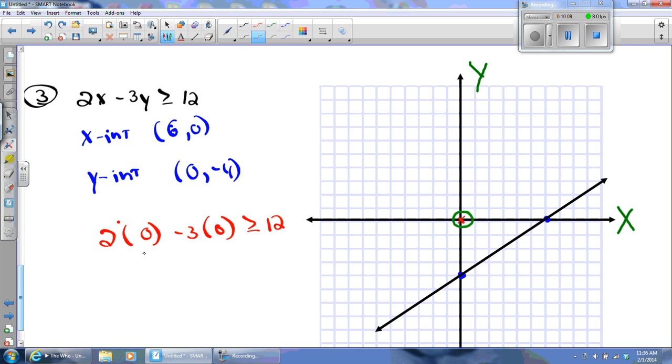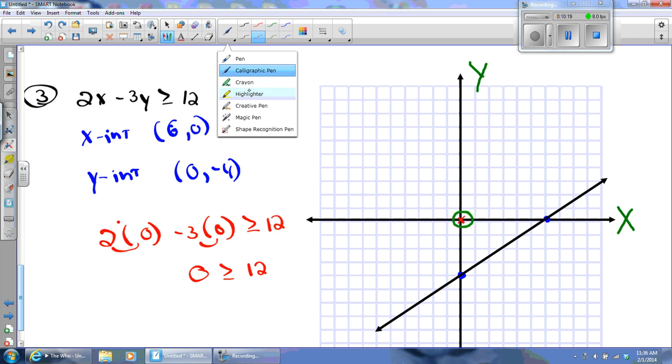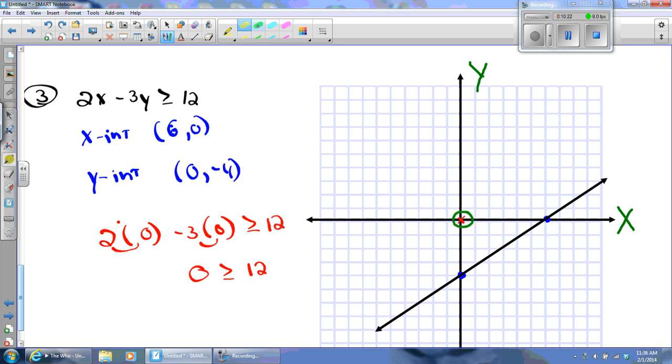Now when I simplify this left-hand side, this is going to become 0, this is going to become 0, and 0 minus 0 is 0. 0 is greater than or equal to 12. Is 0 greater than or equal to 12? No, it is not. So I will shade the side of the line that the test point is not on. And in this problem, the solutions are all the shaded region and the points on the line. Exactly. There you go. Okay, pretty simple stuff.